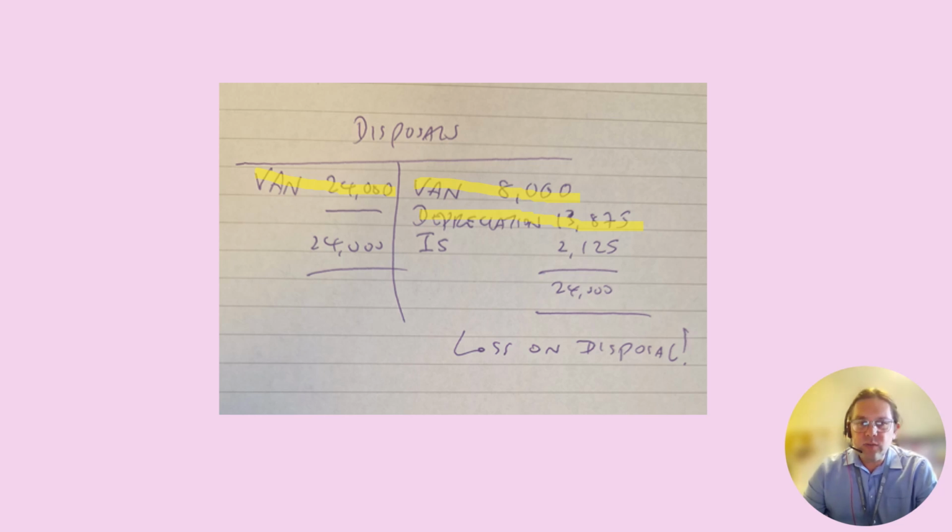That only leaves us with a balancing figure. So that balancing figure goes to the income statement, 2,125. Because it's on the credit, that means it's on the debit of the income statement, which means it's a loss on disposal. So it would be an expense.